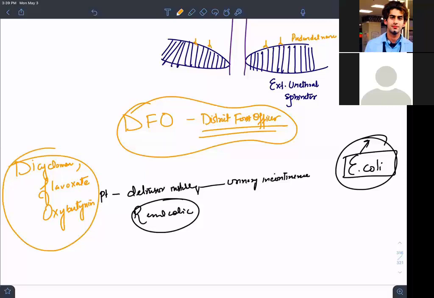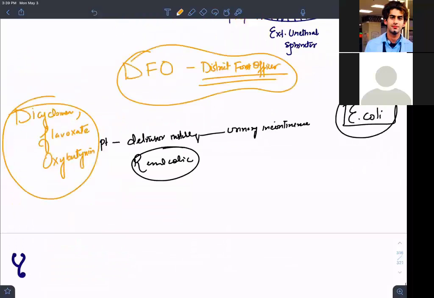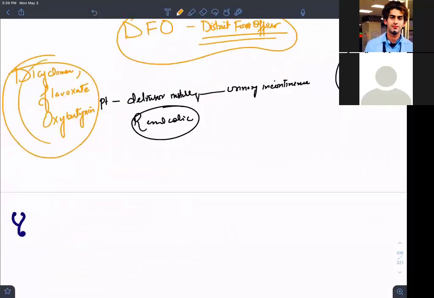Now, if you want a selective action, there are also drugs: solifenacin, darifenacin, tolterodine, trospium. You should know which are selective and which are not selective. There was also a mnemonic, SOFT, which some people remember. So DFO I remember first for urinary incontinence.